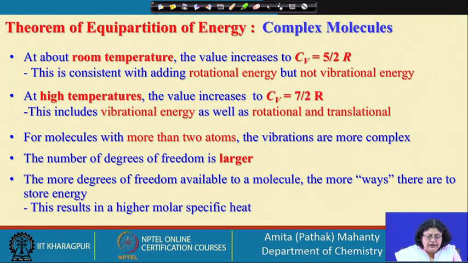Did you understand what I said? The more degrees of freedom available for a molecule, the more ways we have of storing the energy. That will give a higher value of CV, because Q is equal to n CV dT. So, CV is directly proportional to the amount of heat absorbed. So, we can relate the increase in energy to the increase in the specific heat.